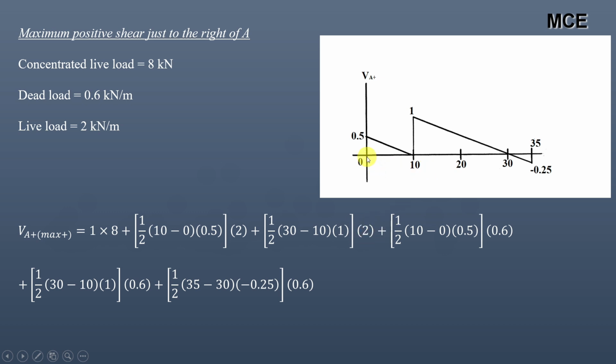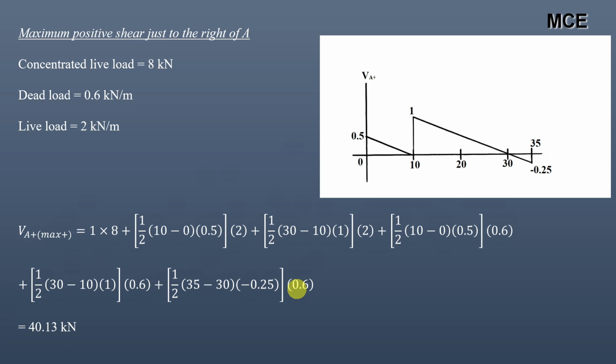And the dead load is placed throughout the length of the beam. So for this portion its area is 1 by 2, 10 multiplied by 0.5 multiplied by 0.6, which is the magnitude of the dead load. And for this portion from 10 to 30, it is 1 by 2, 30 minus 10 multiplied by 1 multiplied by 0.6, and for this negative portion, it's 1 by 2, 35 minus 30 multiplied by minus 0.25 multiplied by 0.6. So the maximum positive shear just to the right of A is 40.13 kilonewton.